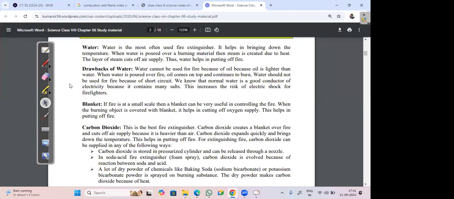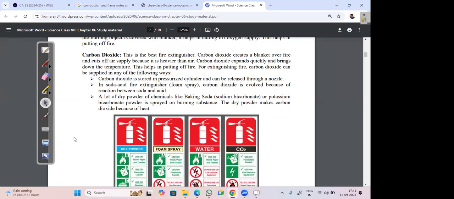So how do carbon dioxide fire extinguishers work? There are different types. One of them is the pressurized cylinder, in which carbon dioxide gas is filled under pressure. When the nozzle is turned on, the carbon dioxide gas is released through the nozzle.